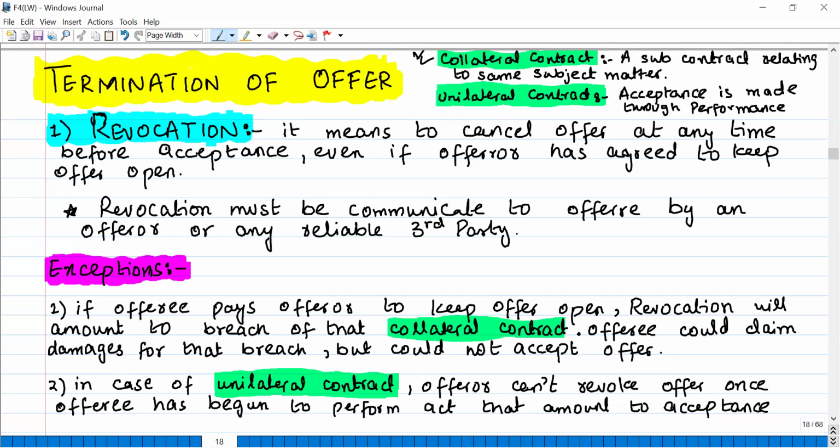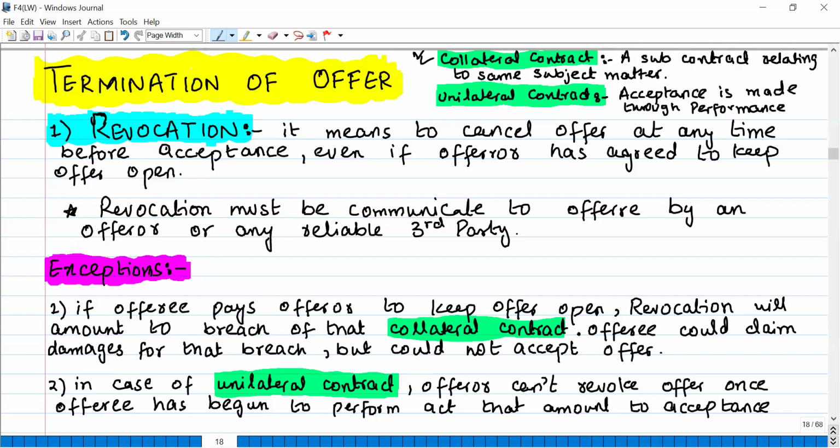Let's say I offered my friend that I will sell my mobile phone to him, and I kept the offer open for 7 days. Now your friend didn't accept your offer yet. You can cancel that offer anytime before his acceptance. So if you made an offer to someone and the other party has not accepted the offer, you can cancel the offer anytime before the acceptance. That is known as revocation.